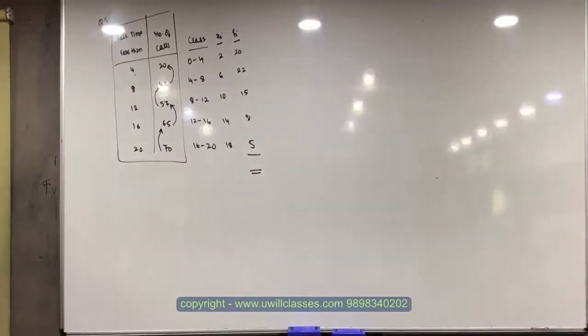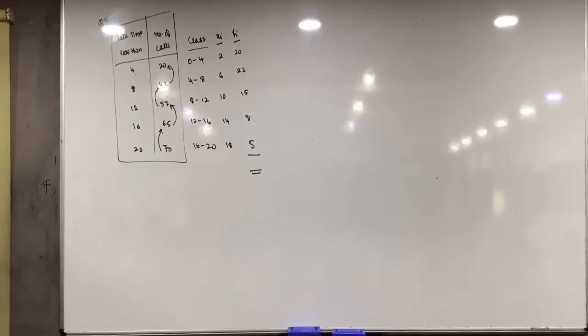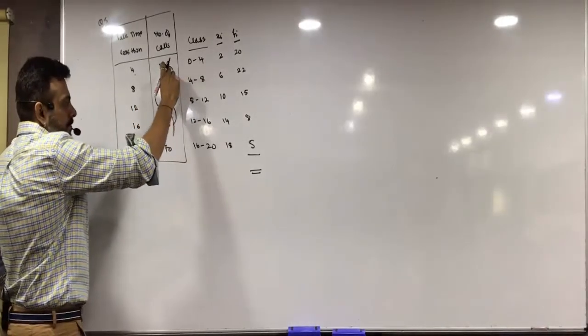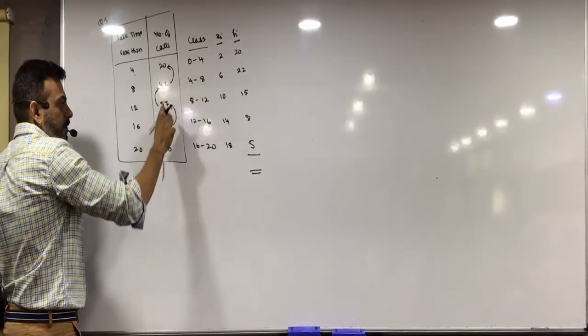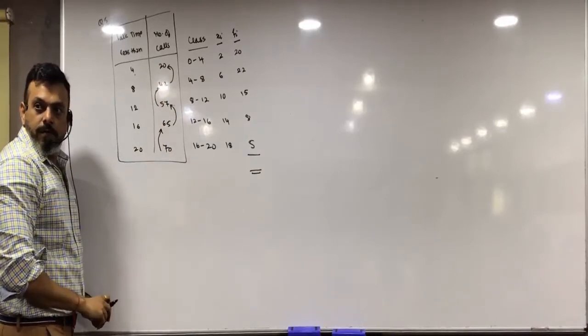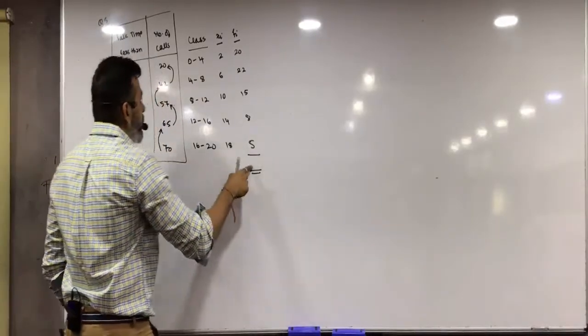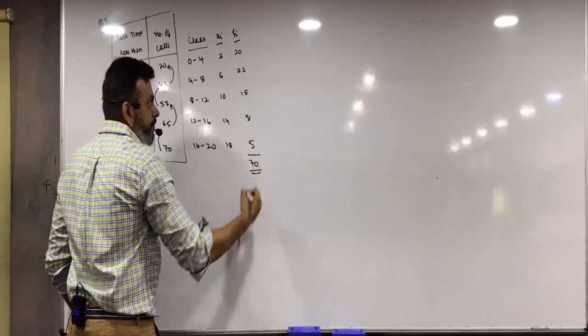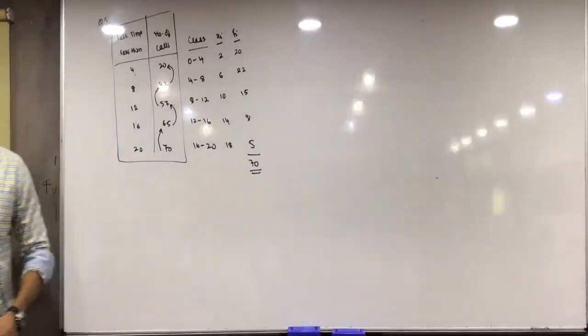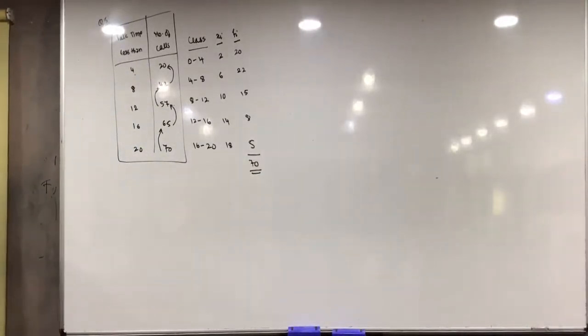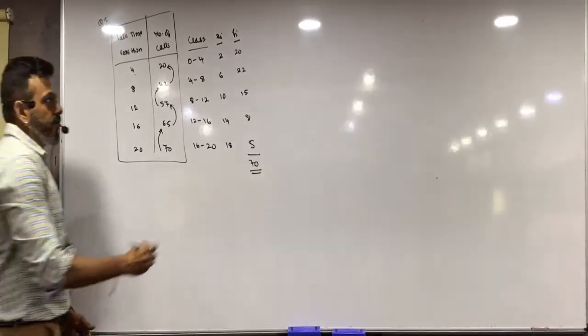All of you understood this? Highest minus lowest. Understood everyone? Okay. Do the total. It should be 70. Now, which method will we do? We'll always go for the shortcut method.